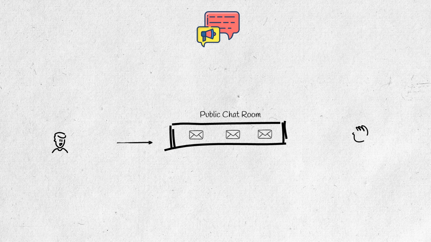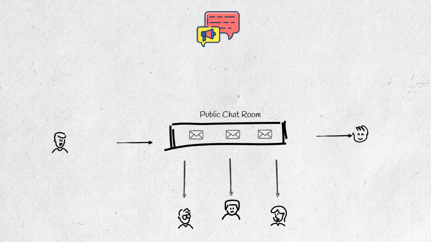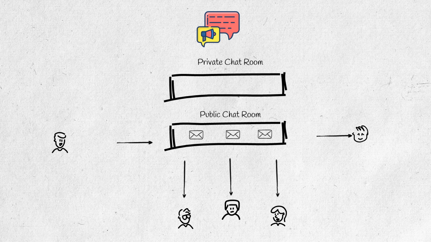On the other side, we have another user who also connects to the public chat room and starts receiving messages. Because it's a public chat room, other users can also see messages. However, a user can also connect to a private chat room, where messages are only visible to approved users and not to anybody who uses the chat app.